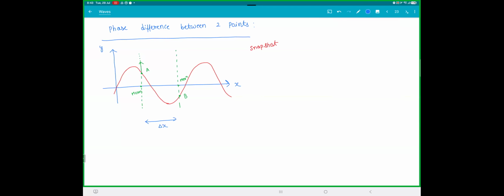So now when you write the y coordinate for point A, look at the equation. What is the equation for the y coordinate of point A? A sine kx minus omega t. If you write for B, this would be A sine k, where x has become x plus delta x, minus omega t. So this will be a sine kx minus omega t plus k delta x.